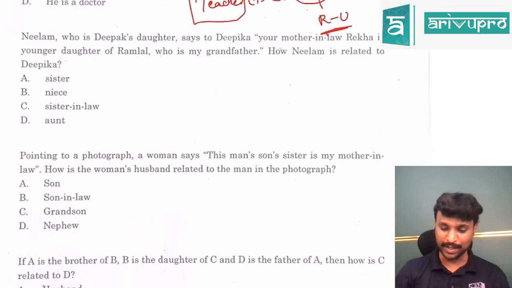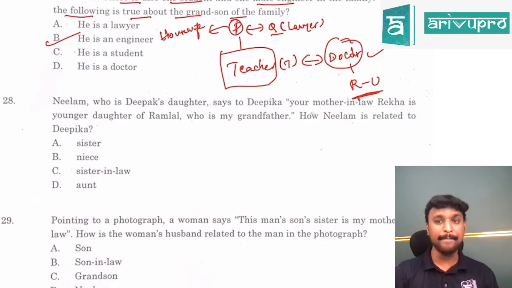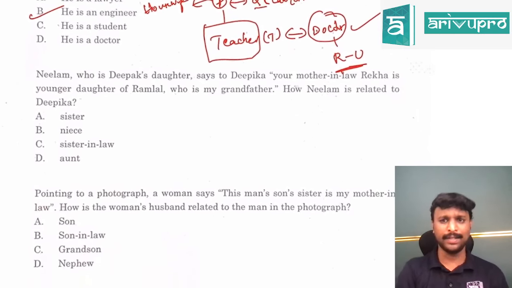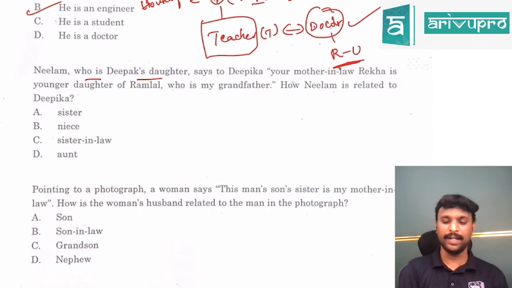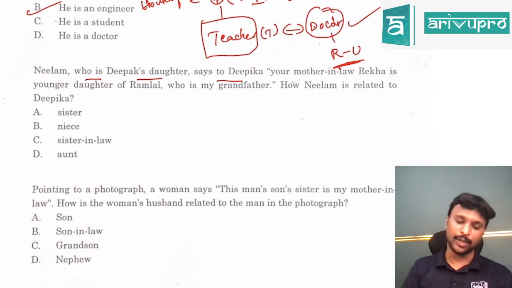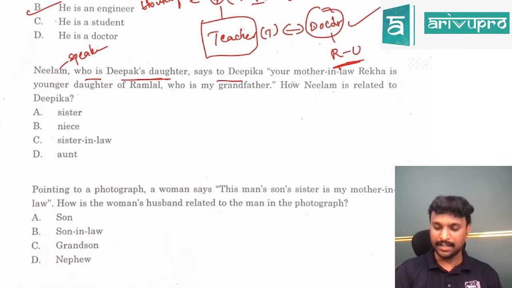We have discussed this question, and this is one of the exercise questions of ICAI material, and this was asked in the previous paper also, right? So Neelam, who is Deepak's daughter, says to Deepika. So who is the speaker? Neelam is the speaker. She is Deepak's daughter. She says to whom? Deepika. Deepika is the listener.